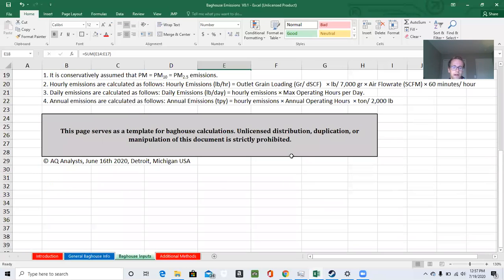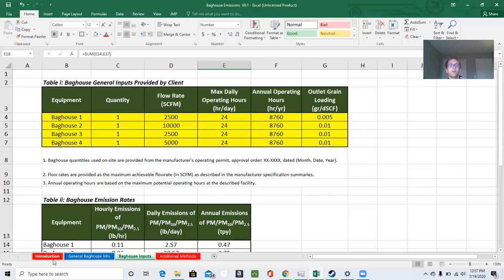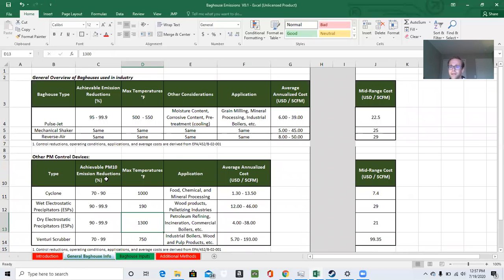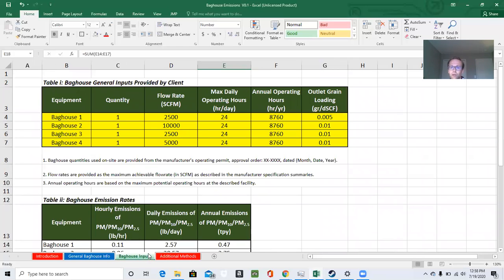So that's how we calculate our baghouse emissions. Just to review again, baghouses have very high control efficiencies. They're managed to filter out particulate matter from different process operations such as milling and mineral processing. There are other types of equipment we could use, some that are much cheaper such as cyclones, and that will depend on your process. With baghouses, we just take the flow rate and the operating hours per year and we multiply that by an outlet grain loading rate, and then use our simple dimensional analysis to convert into hourly, daily, and annual emissions.